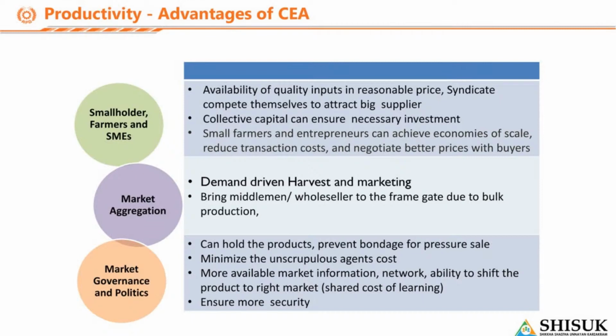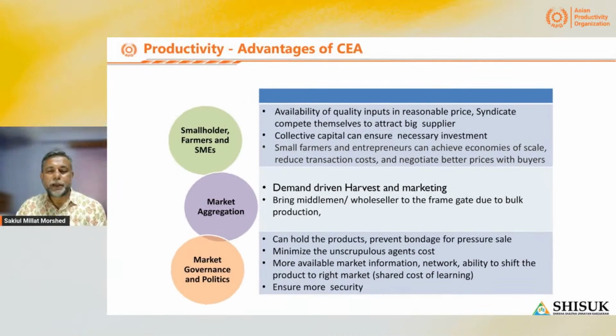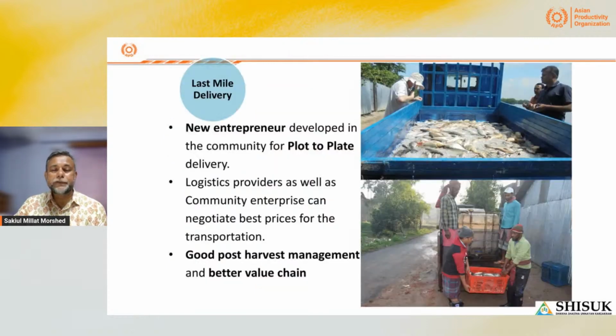Usually the farmers are bound, sometimes forced, to sell their product at the very harvesting time because of debt bondage and other things, which deprives them of a fair price. But because of collective initiative, they can hold the product for the right market and minimize the cost of unscrupulous agents, and as they have a better information network, they can ship their product to the right market at the right time. And it also ensures their security in regards to financial and other personal security as well.